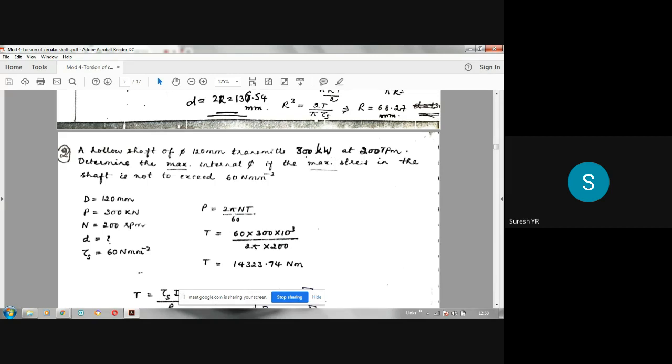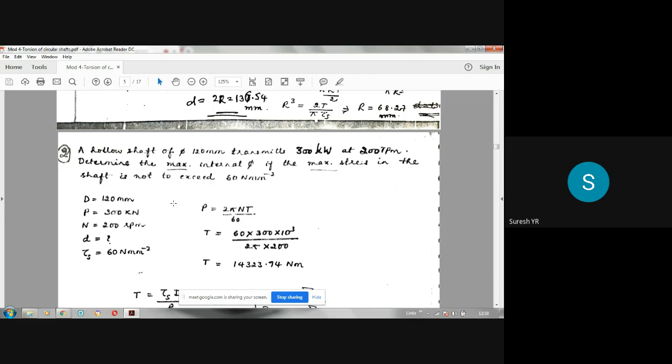Then power transmitted P is given. P is 300 kilowatt. N is 200 rpm. Then the maximum internal diameter is small d. Small d we have to find out. Capital D he has given. And the maximum shear stress is 60. Tau s is given.